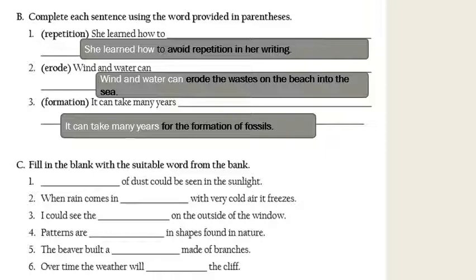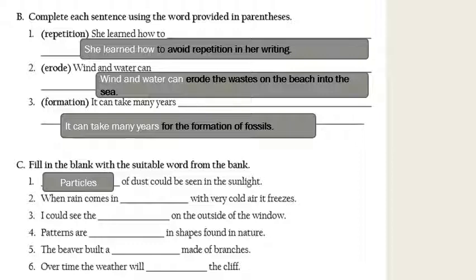C, fill in the blank with the suitable word from the bank. Okay, just to fill in the blank. Number one, blank of dust could be seen in the sunlight. And I even mentioned this example before. What can we see? What of dust can we see in the sunlight? The particles, for sure, particles of dust.